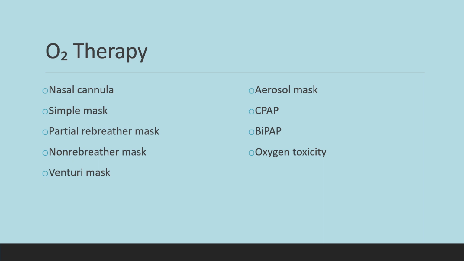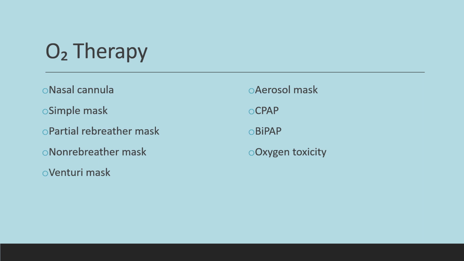A non-rebreather mask is similar to a partial rebreather mask, except for valves that go into the reservoir bag and holes in the mask. The valves ensure that exhaled gases are not returned to the bag. The oxygen is delivered at a high flow rate of 10 to 15 liters per minute and a high concentration of 80 to 95%. A non-rebreather mask is not recommended for COPD patients or those with respiratory failure for long-term use because of oxygen toxicity.